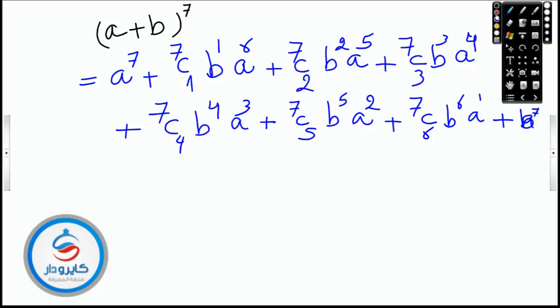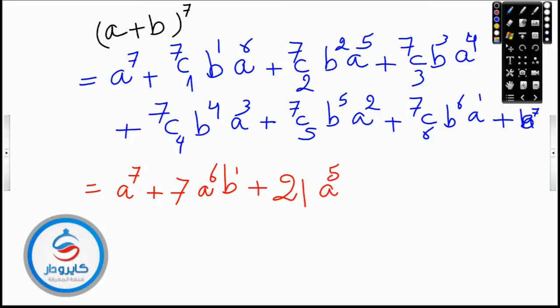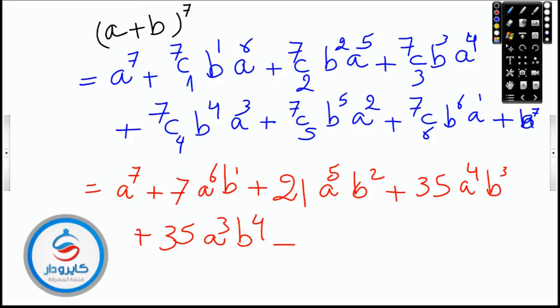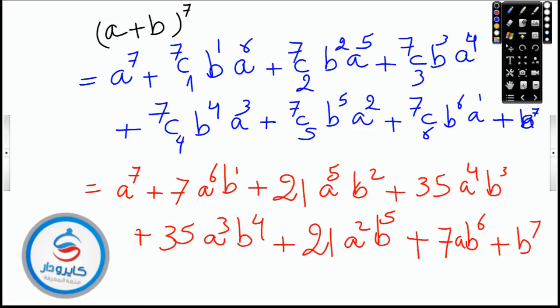Let's simplify. We will have a power 7 plus 7c1 equals 7 a power 6 b power 1, 7c2 is 21 a power 5 b power 2, 7c3 is 35 a power 4 b power 3, plus 7c4 is again 35 because we know 7c4 is 7c3, a power 3 b power 4. 7c5 again is 21 a^2 b^5, and 7c6 equals 7c1 which is 7 a power 1 b^6, plus b power 7.